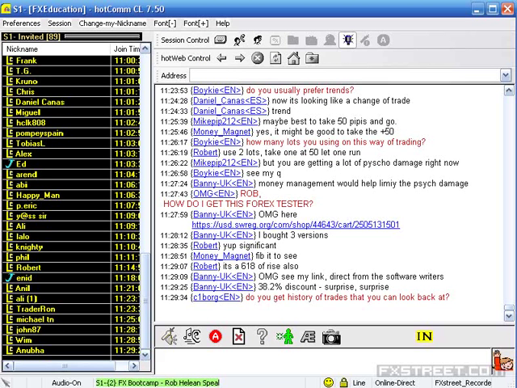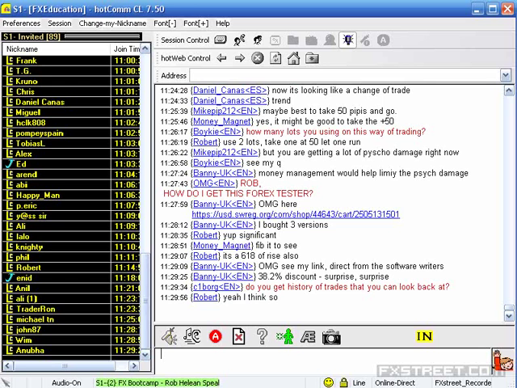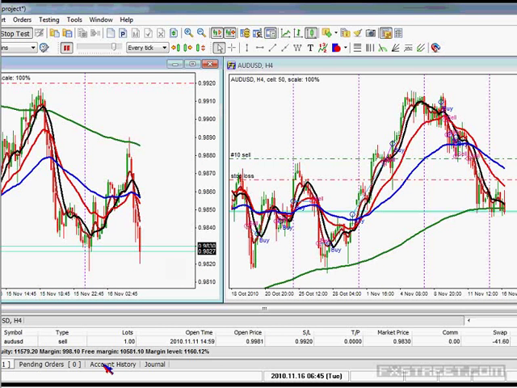Okay, so coming down, this thing looks really bearish. I'm going to move my stop above this swing here. You do get the history. So here's your account history here.